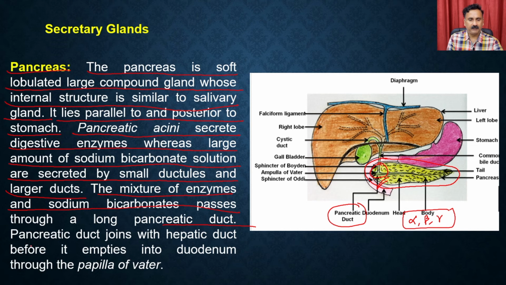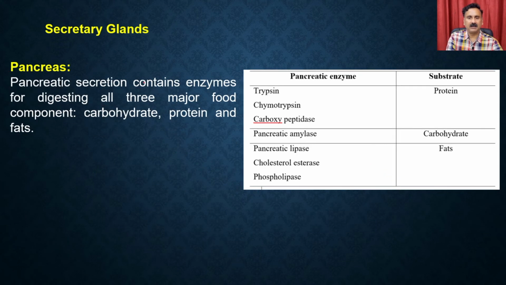The pancreatic duct joins with the hepatic duct before it empties its content into the duodenum through the papilla of Vater. Okay. So, this is what happens, right. The pancreas secretes many types of enzymes. It secretes enzymes for the digestion of all three major food products: carbohydrates, proteins and fats. What you see here are the pancreatic enzymes.